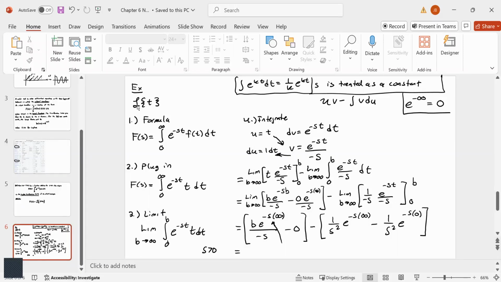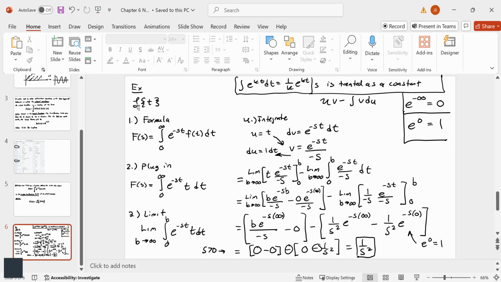So if s is greater than 0, then what I end up getting is 0 minus 0 minus 0 minus 1 over s squared. Now, if you're wondering what happened to the e to the negative s times 0, e to the 0, as always, is equal to 1. So this right here becomes e to the 0, which is equal to 1. And so then I get that. And then a negative negative becomes 1 over s squared. And that's our answer. So that's how we get 1 over s squared. And that's the integration style of taking the Laplace transformation.